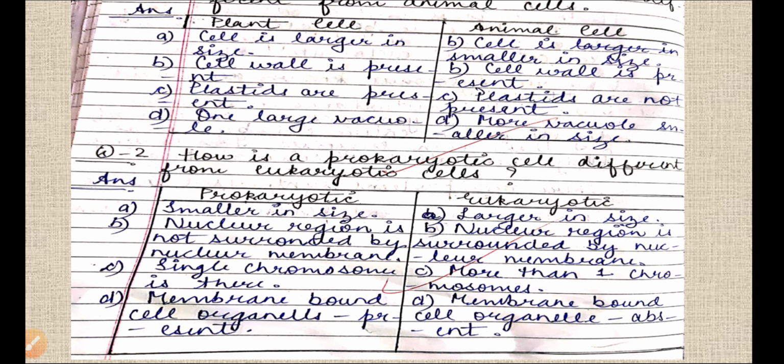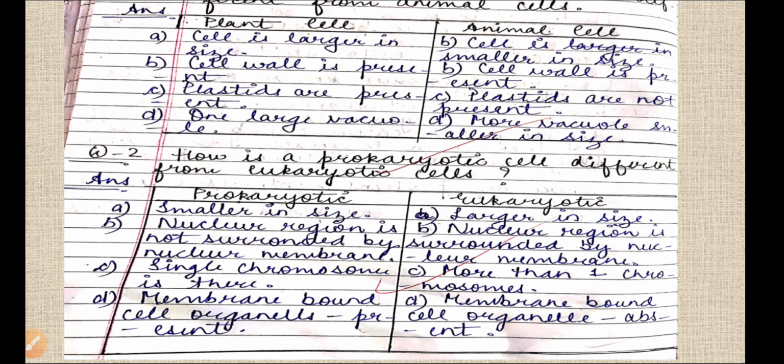How is a prokaryotic cell different from a eukaryotic cell? A prokaryotic cell is smaller in size as compared to a eukaryotic cell. The nuclear region is not surrounded by a nuclear membrane. A single chromosome is there in a prokaryotic cell, and membrane-bound cell organelles are absent in the prokaryotic cell. Eukaryotic cells are larger in size. The nuclear region is surrounded by a nuclear membrane. More than one chromosome is there and membrane-bound cell organelles are present.